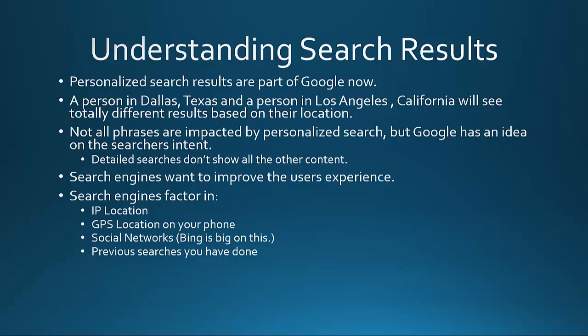Previous searches you have done. That's another thing personalized search does. And so that means if your audience that you're trying to reach is logged in on their computer or logged into their Chrome browser, for example, or they've logged into Google when they're doing their searches, Google will actually keep track of that history. Now, not everybody does that. A lot of people don't. But these are just things to understand.